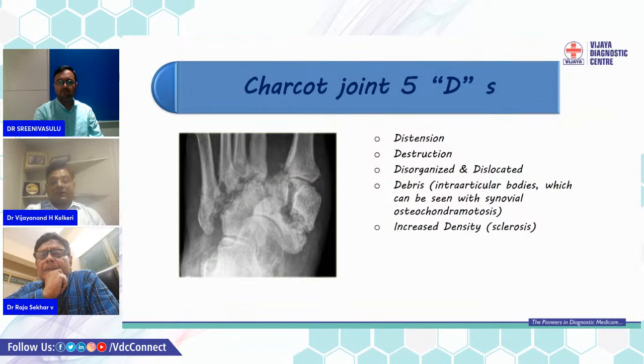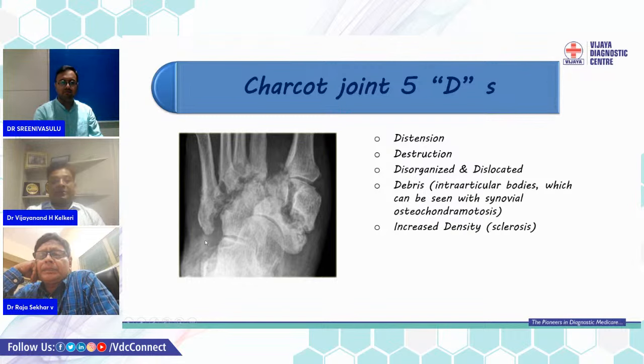So, as already Dr. Srinivas was mentioning about Charcot's disease, the 5Ds, which is well known across the world and to the clinicians, radiologists, and any other physicians, everyone. What are these 5Ds? Basically, the Charcot's 5Ds are distension of the joints. This is a classical X-ray wherein you can see all the features.